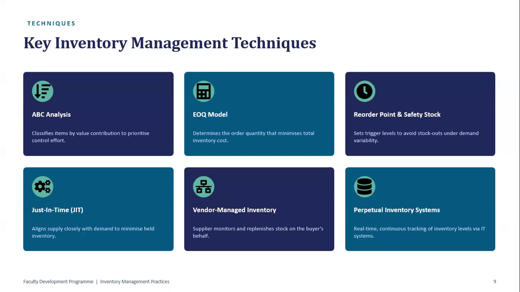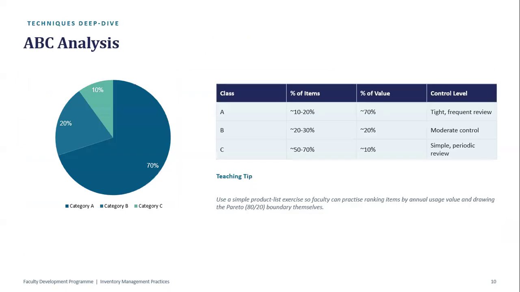Perpetual inventory systems provide continuous real-time inventory information. These techniques complement each other and are widely used in industry. Let us now discuss a few techniques based on the several classifications.